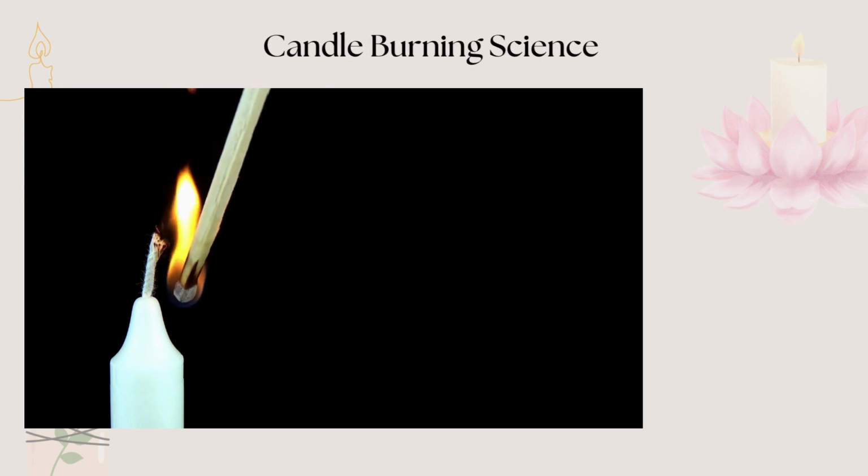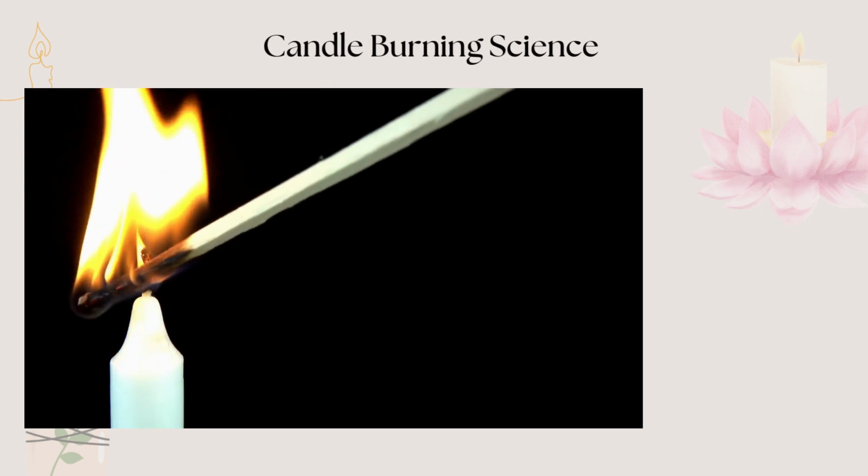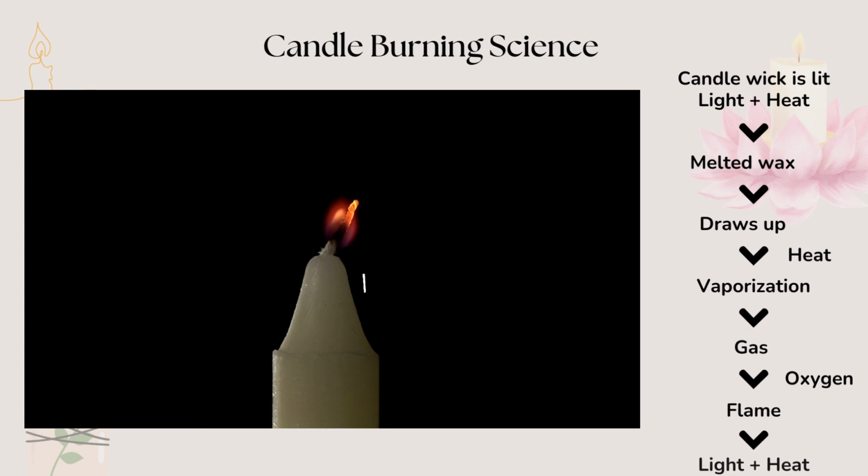When the candle's wick is lit, it melts the wax near the flame and the liquid wax is drawn up the wick through capillary action. As the liquid wax is drawn up the wick, it is exposed to the heat from the flame. The heat causes the liquid wax to vaporize and turn into a gaseous state. Now this gas mixes with oxygen from the air and creates a flame.